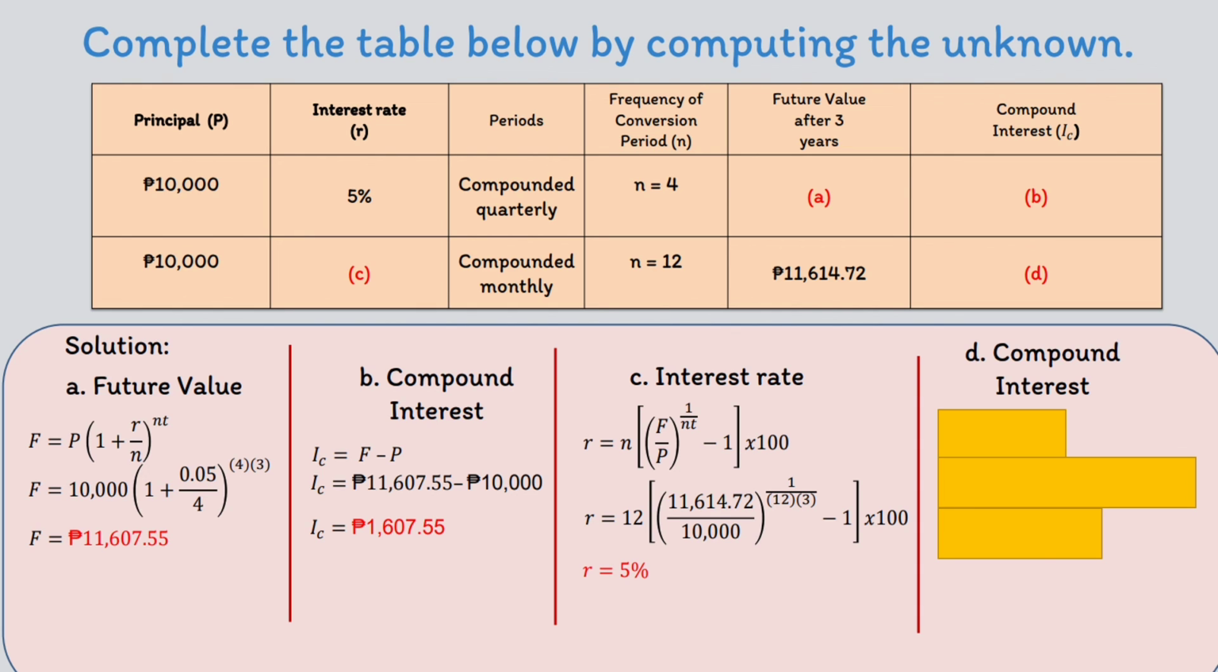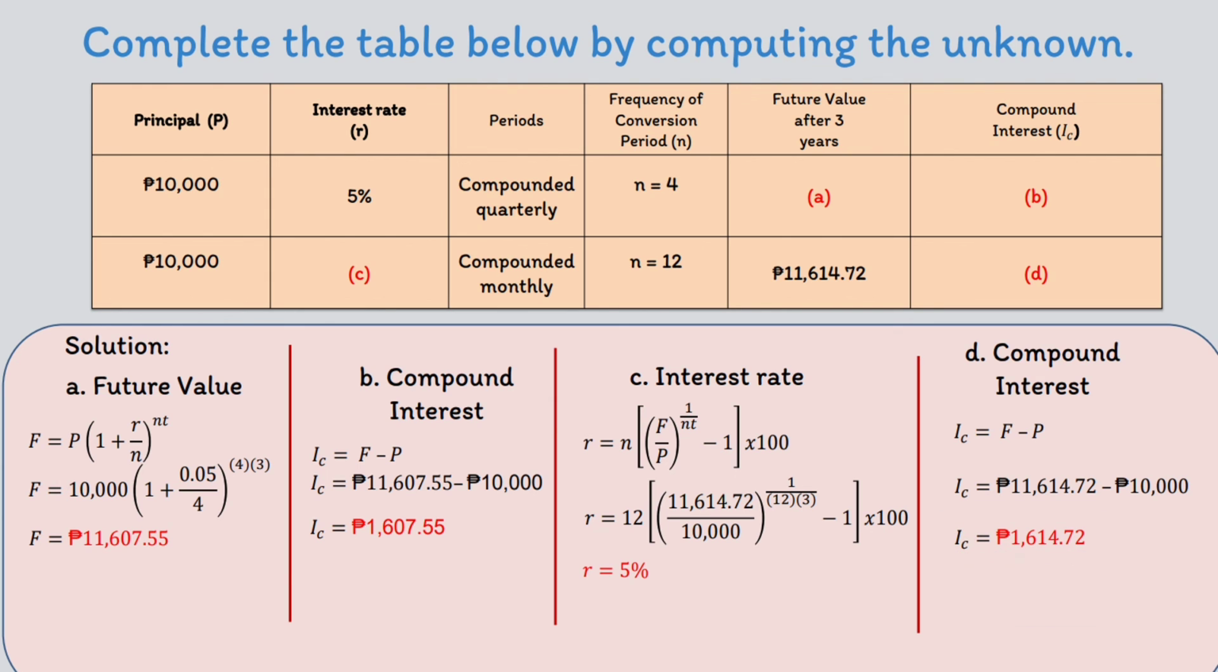Next, to calculate for the compound interest, we use the formula of future value minus the principal. So, 11,614.72 pesos minus the principal of 10,000, we get the compound interest of 1,614.72 pesos.